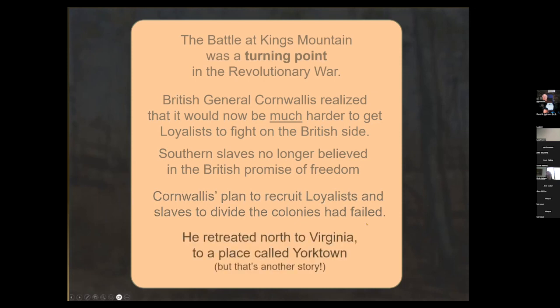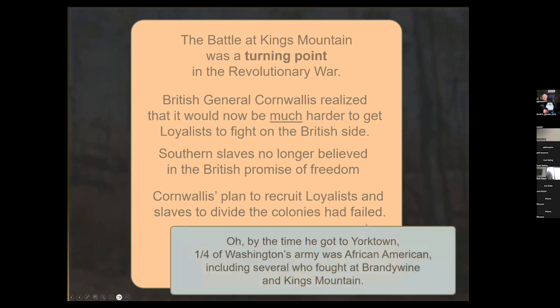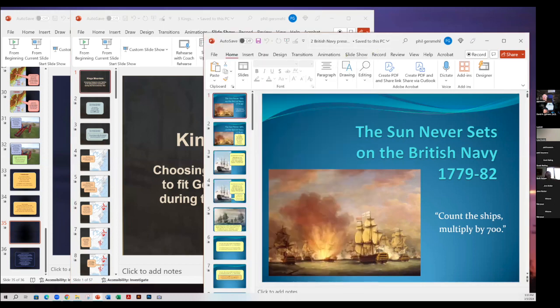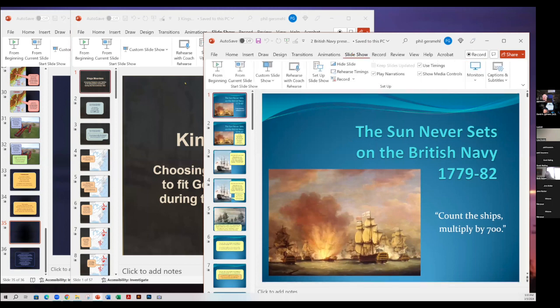He retreated north to Virginia to a place called Yorktown. And by the time he got to Yorktown, 1/4 of Washington's army was African American, including a number of them who had fought at Brandywine and at Kings Mountain. So like I say, we've now looked at that. Let me review that PowerPoint that I briefly showed last week, and I'm going to add 5 more frames at the end of that.